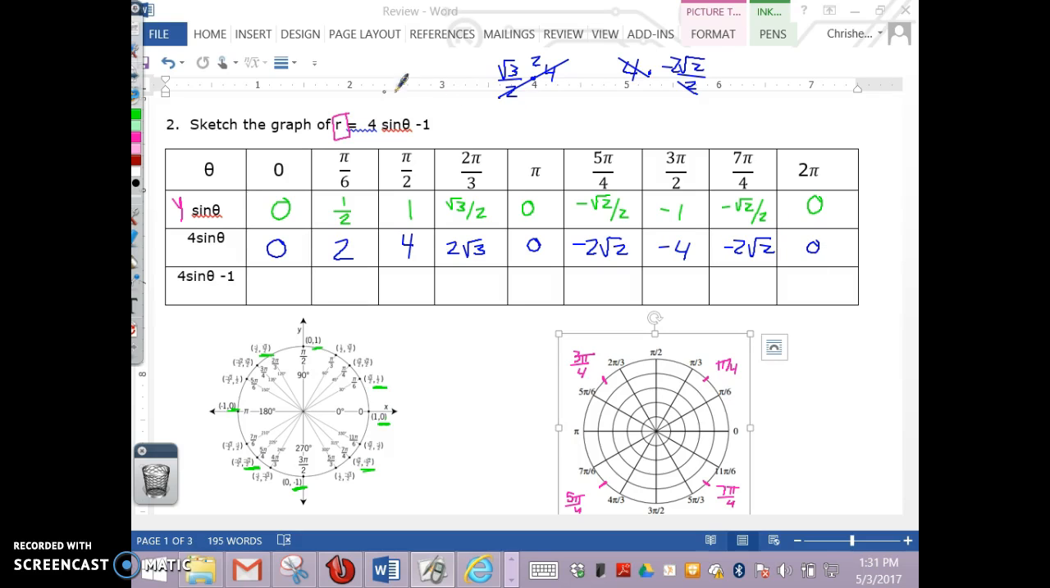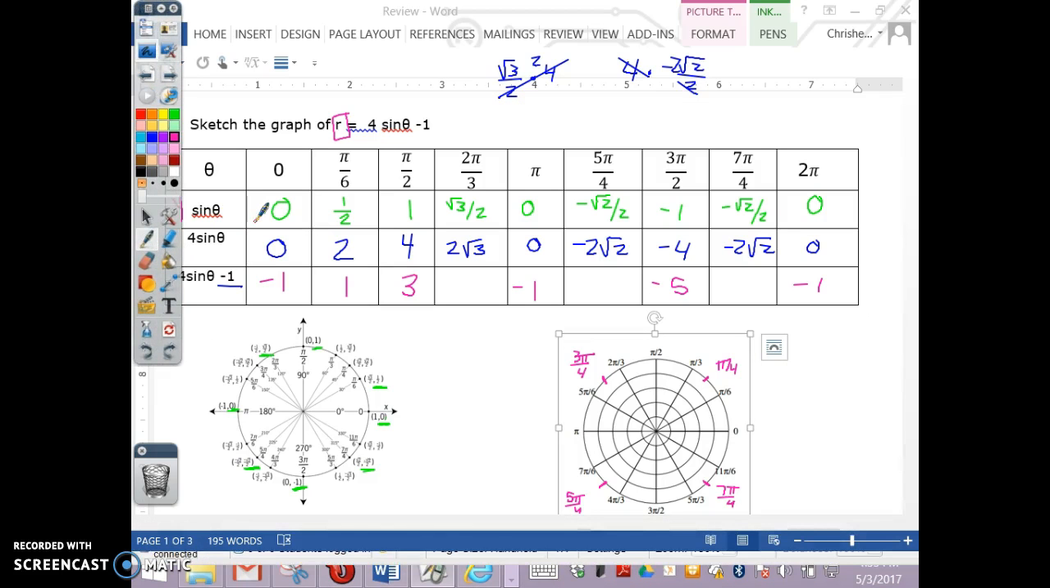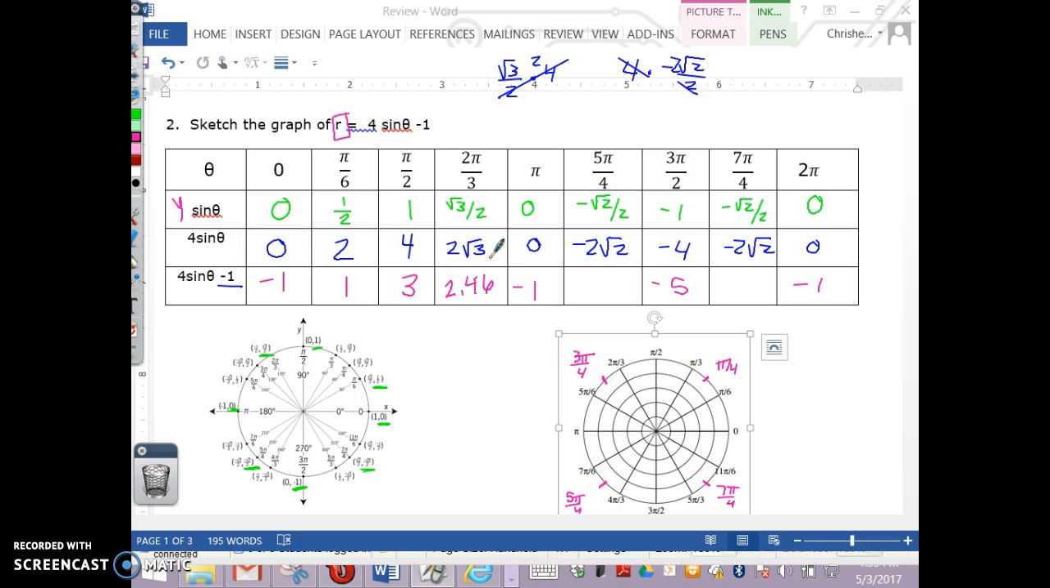All right. Now all we're going to do here is subtract 1. That's what this last part says to do. So we're going to minus 1, minus 1, minus 1, minus 1, minus 1, minus 1. I'm going to need a calculator for the other ones. All right, so 2 square root of 3 minus 1 is approximately 2.46. And negative 2 square root of 2 minus 1 is about negative 3.8.